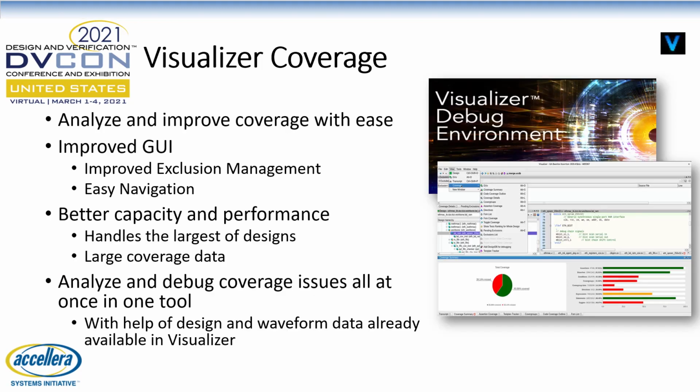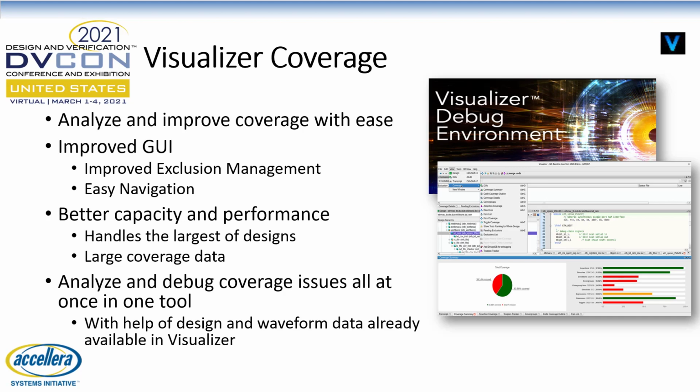Last year, we introduced our Visualizer debug environment, and a big part of that was to make coverage easier to analyze by integrating it into the debug process. We improved the GUI in a lot of ways, especially making it easier to manage exclusions and to navigate through your coverage, and through the design in general. Coverage data has been growing for a while, so we built it to have better capacity and performance to handle really big designs. For the first time, we combined coverage analysis and debug in a single tool.